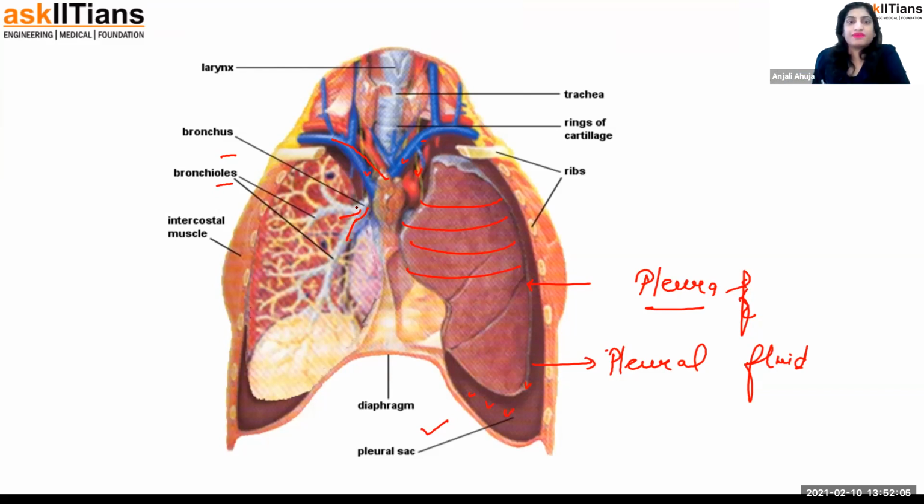So these blood vessels are coming, ultimately they will form the capillary, like these are the alveoli here, but then it will also be covered up by the blood capillary. So now I suppose this is clear to you.